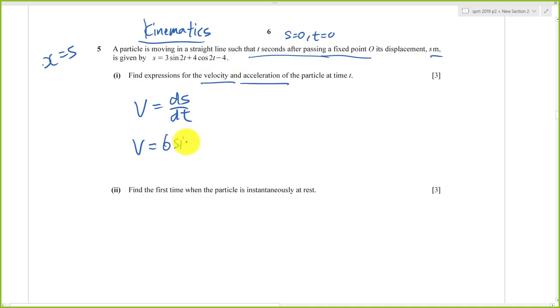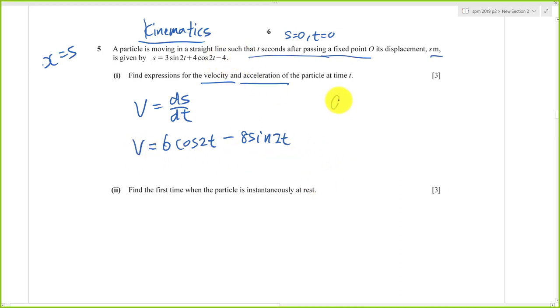I'll get 6 sine 2t. Oh, sorry. Differentiate sine will give me cos. Cos 2t plus, differentiate cos will give me minus sine, right? Minus 8 sine 2t. Minus 4 give me 0. This is my expression of V.